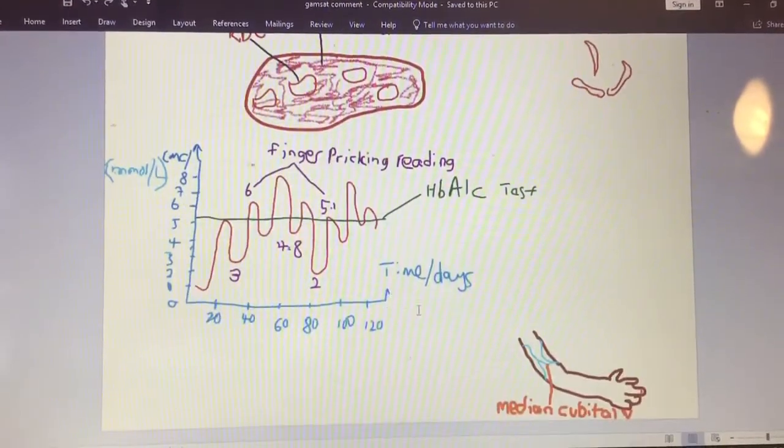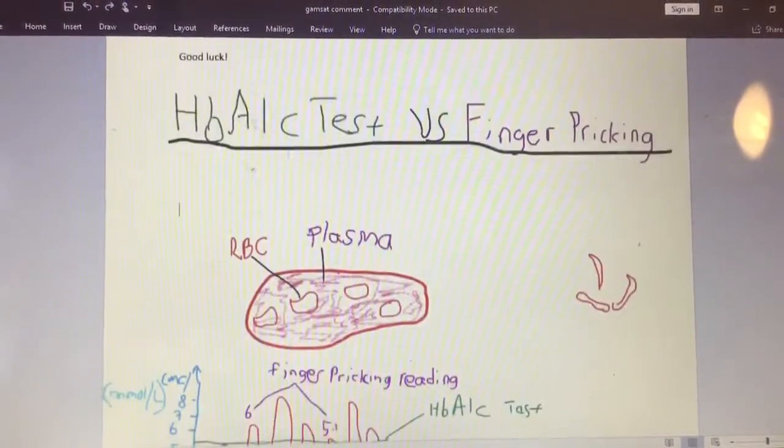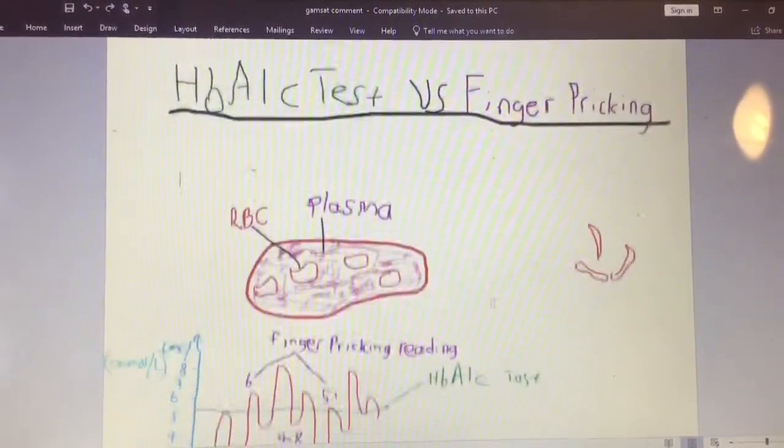Folks, that's it for now. That's the main difference between the HbA1C test and the finger pricking test for people with diabetes.